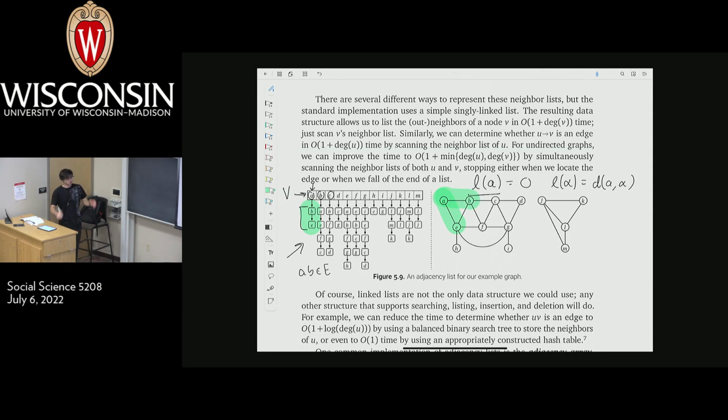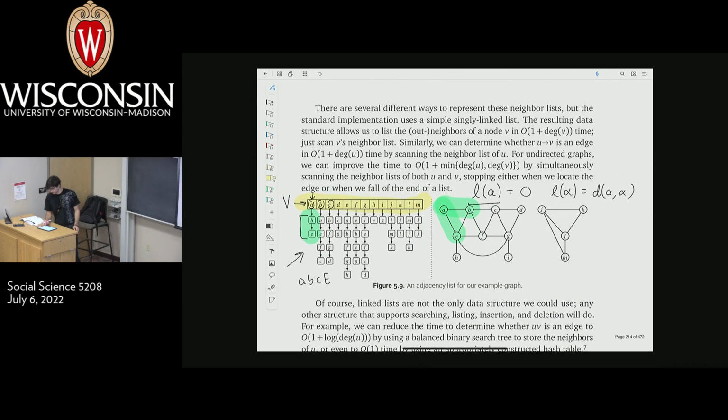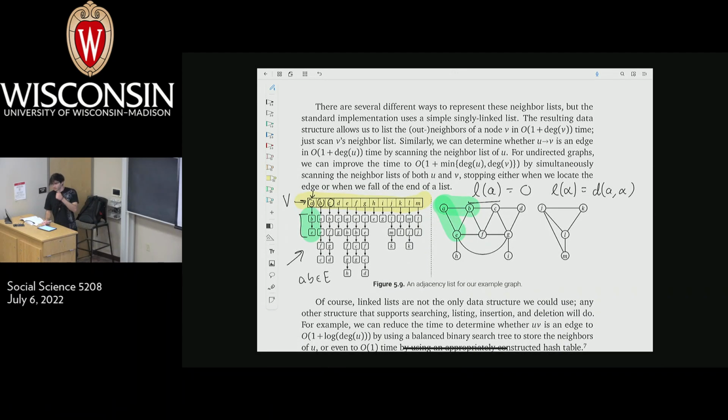So just a literal list storing what things touch A, and you do this for every single node. Okay. So important things about the adjacency list: there's certain operations it supports.